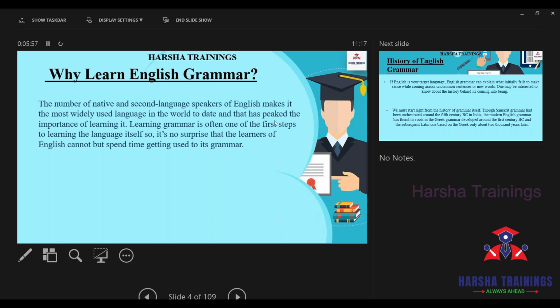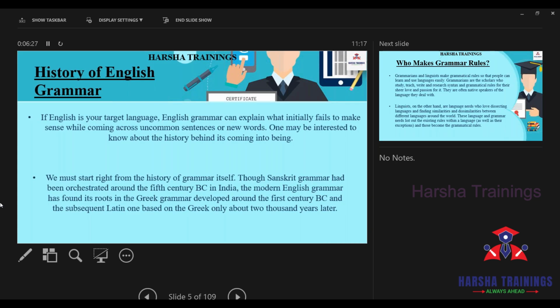What do you mean by peaked? It has increased to its peak. We know what a peak is, right? The importance of learning it. So learning grammar is the first step to learn English, or any language for that matter. To learn any language, we need to learn the grammar of that language first. So we don't have any choice but to learn grammar to learn the language, at least to speak it in a correct way.